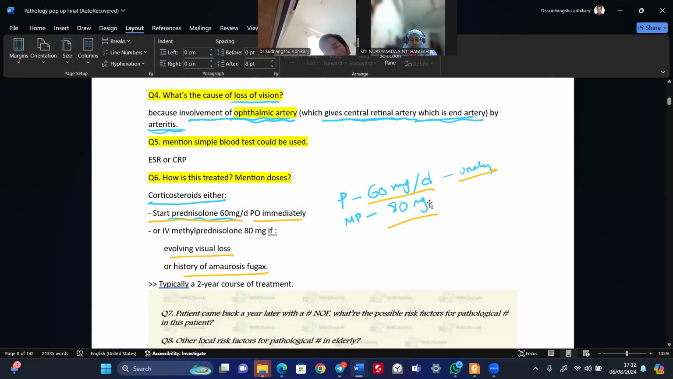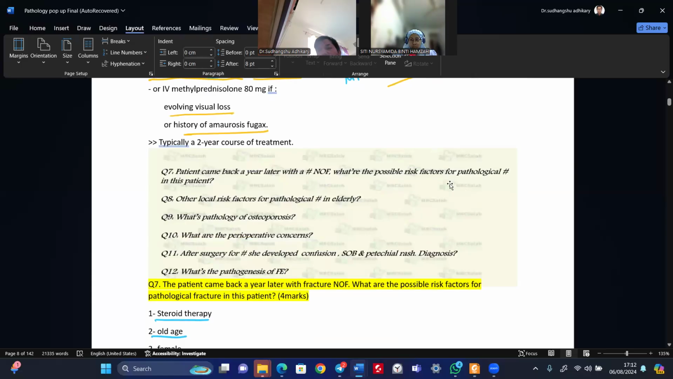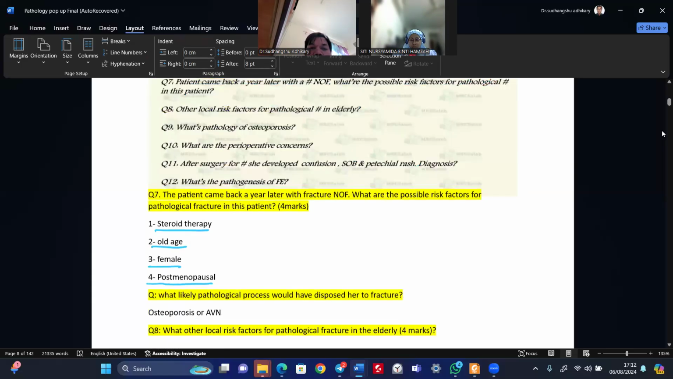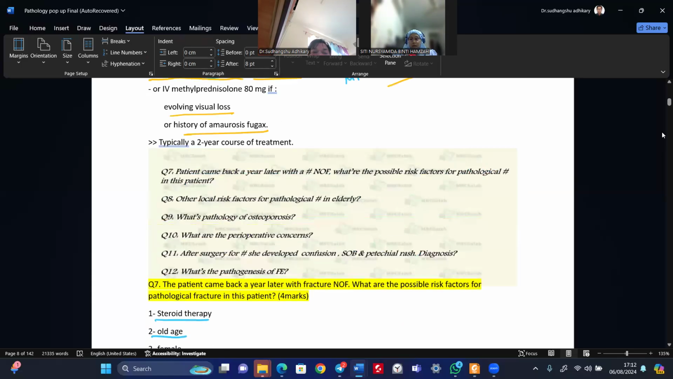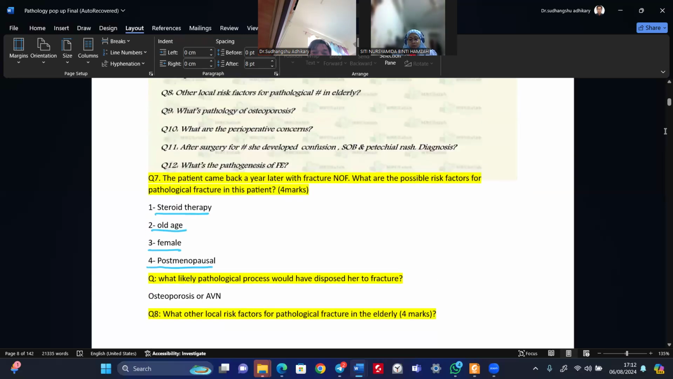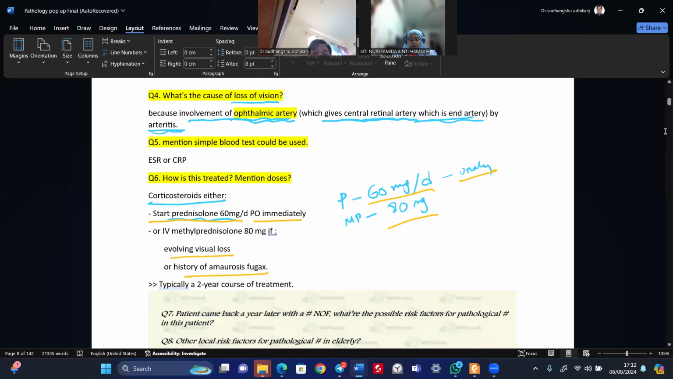Because of this long-term steroid, the patient will develop some other complications. Is 60 milligram a high dose? Very high. Usually we start with 5 milligram, then 10 milligram. For rheumatoid arthritis, it works nicely.